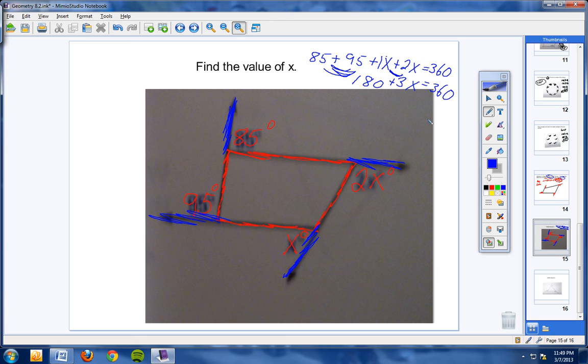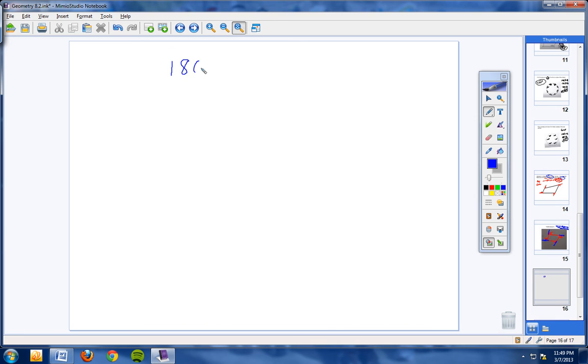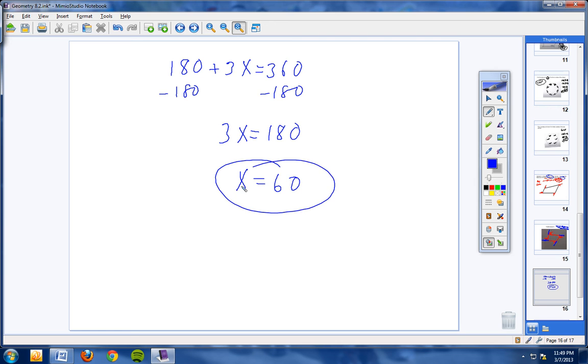All right, let me continue this on another page real quick. So 180 plus 3x equals 360. Okay, now if we're solving for x, next we would subtract 180 from both sides. And I'm left with 3x equals 180 because 360 minus 180 is 180. Now divide both sides by 3 and the answer is 60. Okay, so there we go. We found the value of x.